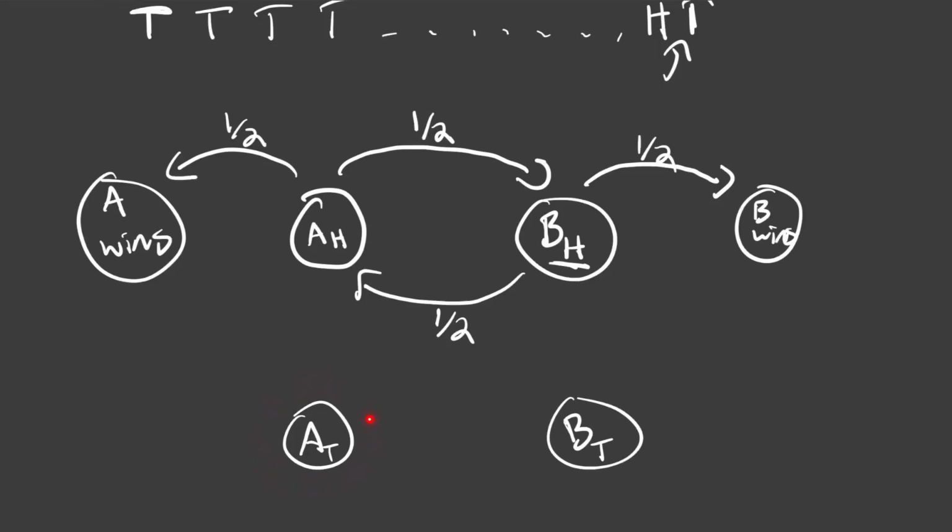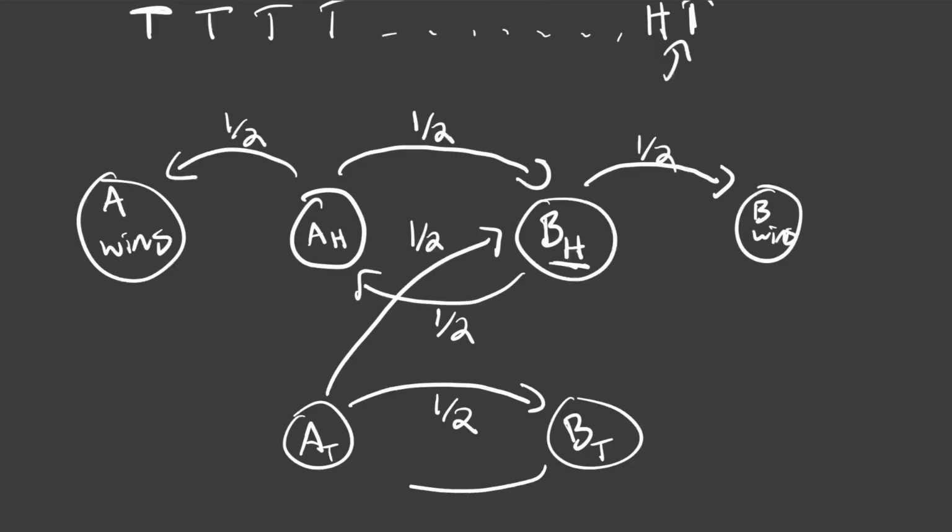So if it's our turn and we're player A and we're facing a tails, well, we obviously have a 1/2 chance of flipping either a heads or a tails. So with 1/2 probability, we go to the state where B is facing a heads if A flips a heads, right? And if A flips a tails, well, then we go with 1/2 probability to the state where B is facing a tails. And if we're B facing a tails, we have 1/2 probability of flipping tails, so back to A with the tails, and we have 1/2 probability of flipping heads, so back to A with the heads.